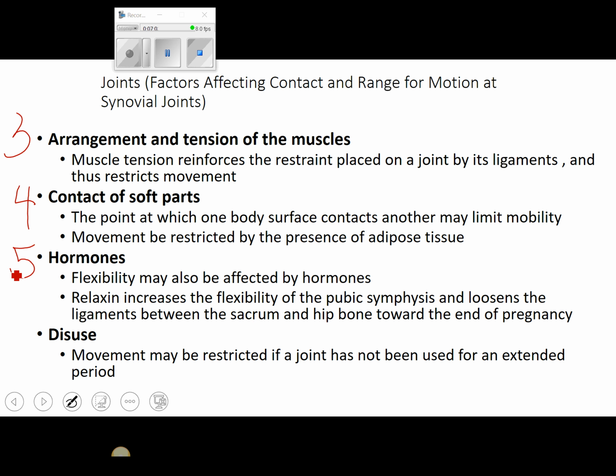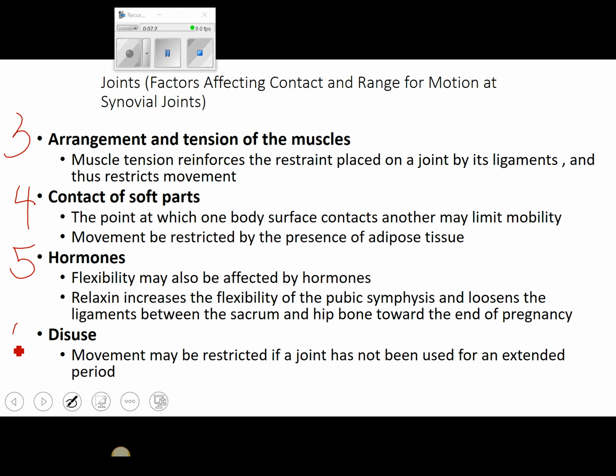The fifth one here is hormones. Flexibility, of course, may also be affected by hormones. So there is a hormone produced, of course, by the placenta and the ovaries called relaxin. Relaxin increases the flexibility of the pubic symphysis and loosens the ligaments between the sacrum and the hip bone towards the end of pregnancy. And what that does is it permits expansion of the pelvic outlet, which assists in the delivery of the baby.